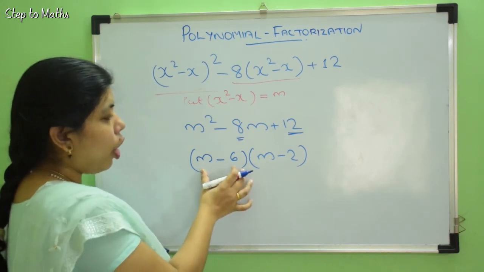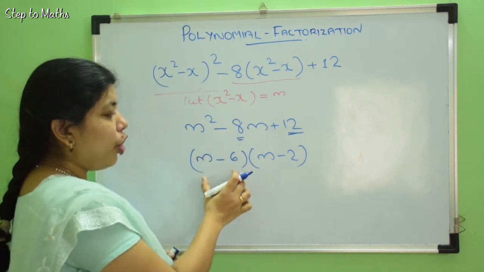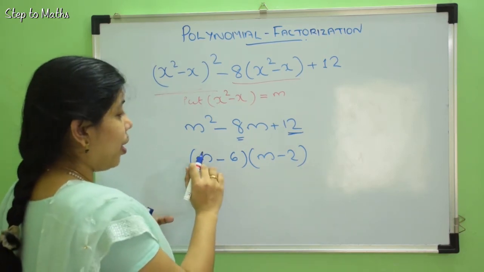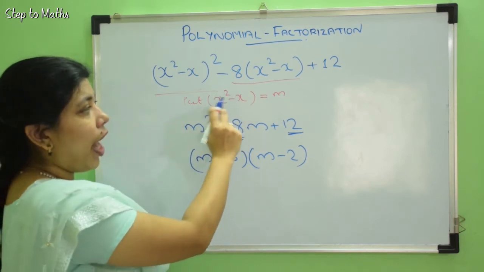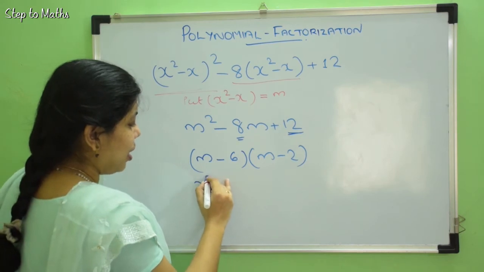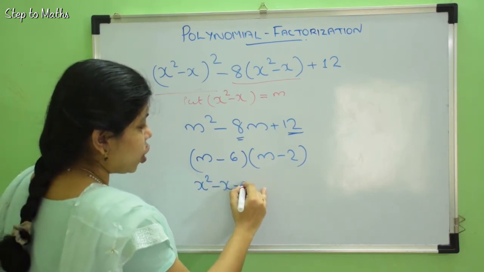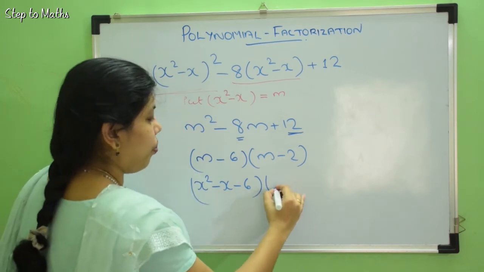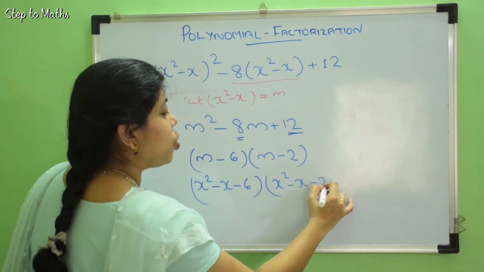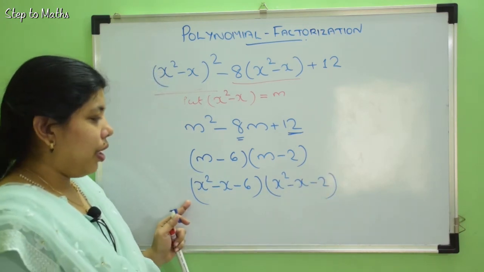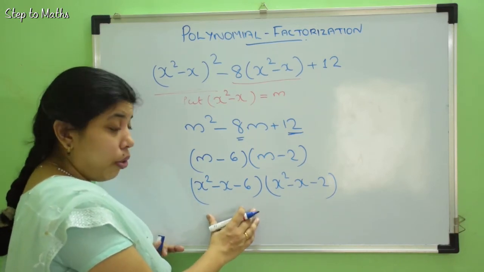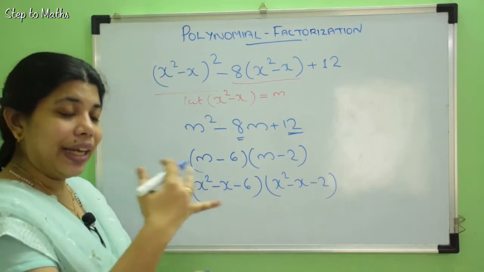Okay. Now we get the polynomial into product of two polynomials. But here the variable is m. What is the value of m? m is x square minus x. So we can rewrite this as (x square minus x minus 6) into (x square minus x minus 2). It's again the product of two quadratic polynomials. So we have to simplify it again.